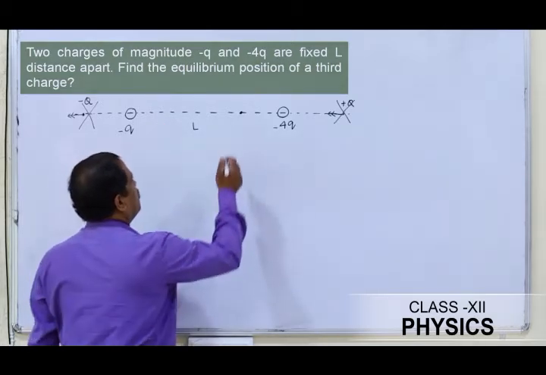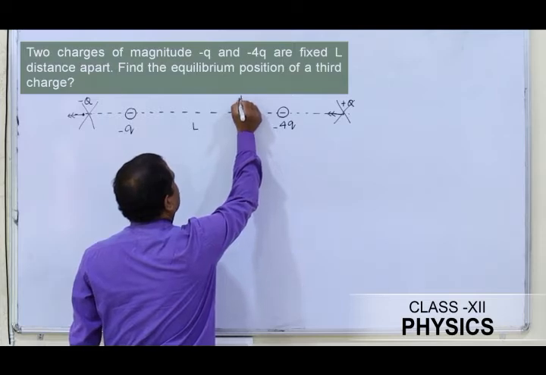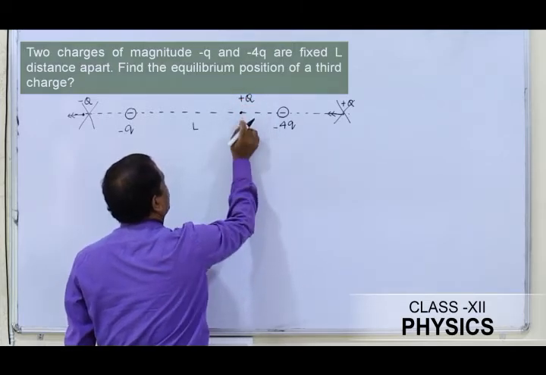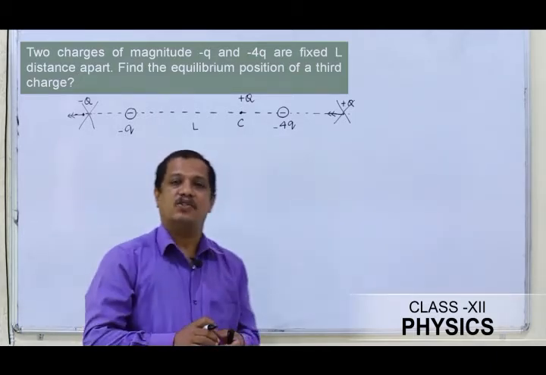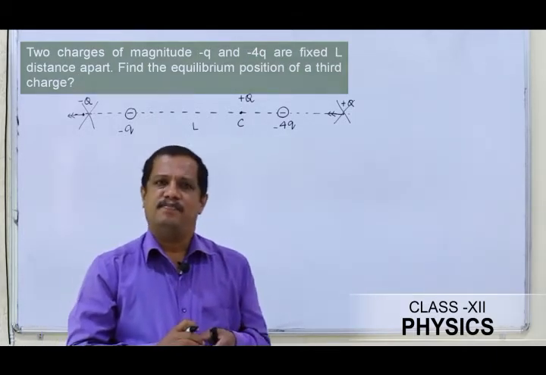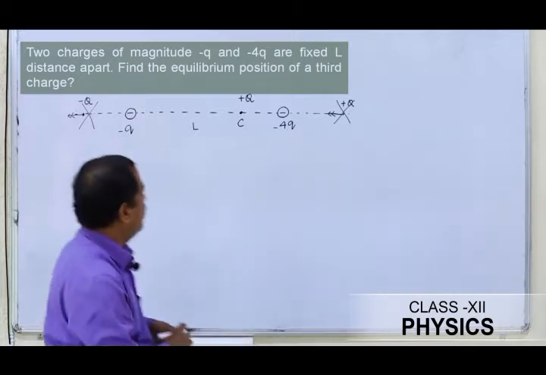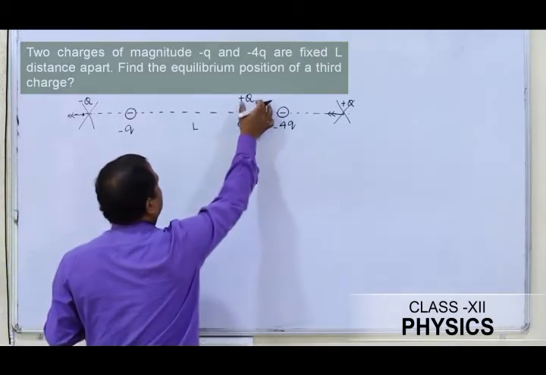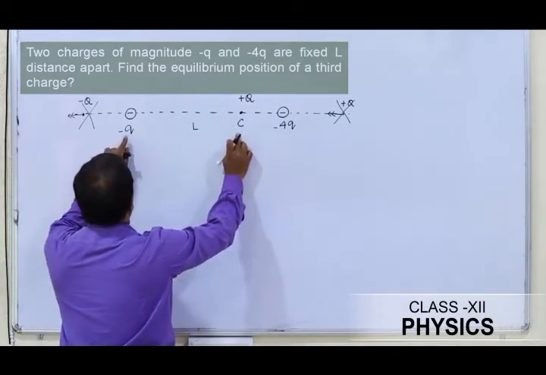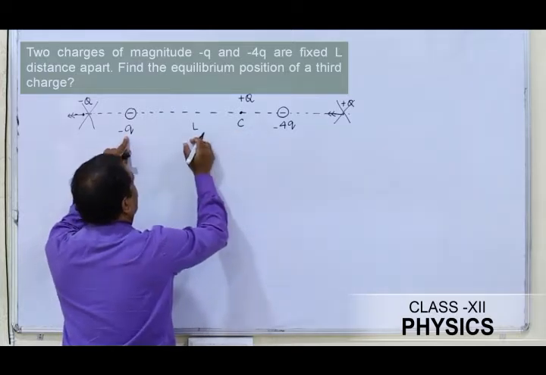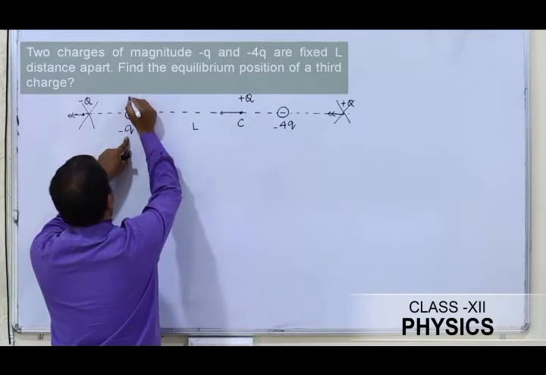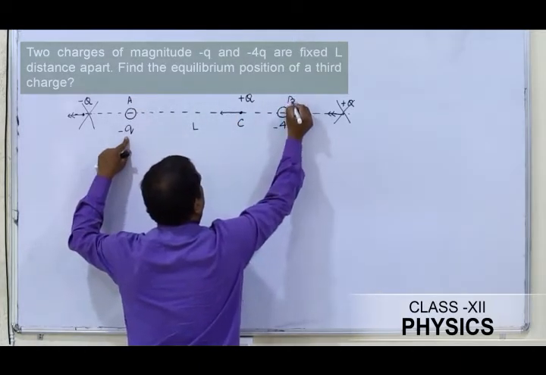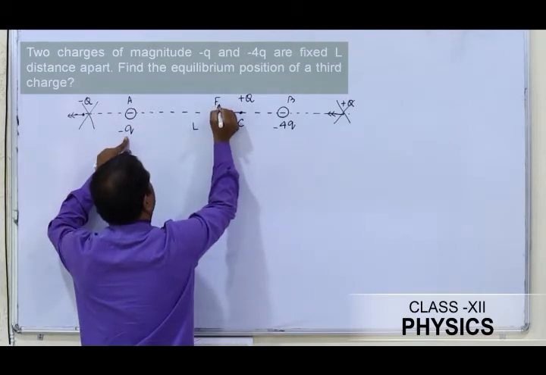As such, let me put it this way: I am placing a charge of plus Q at this point, assuming that this point C is the equilibrium. If that is the case, then see, the plus Q charge at C will experience an attractive force because of this one, and that force is here. Let me say this is point A, this is point B, and the force exerted is FA in this direction.